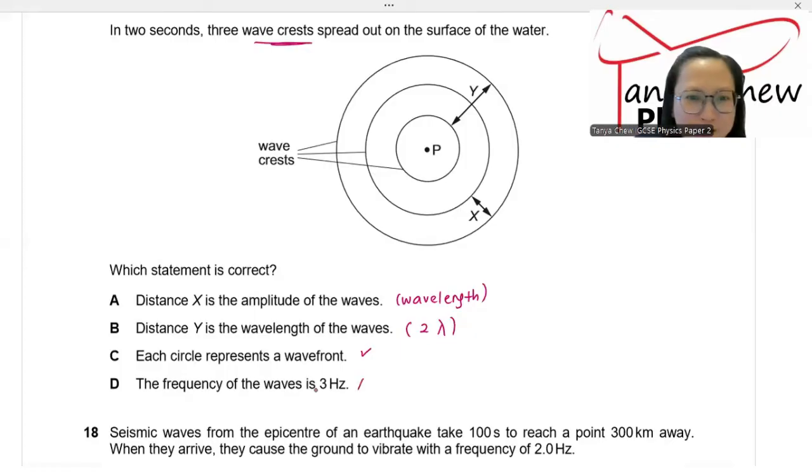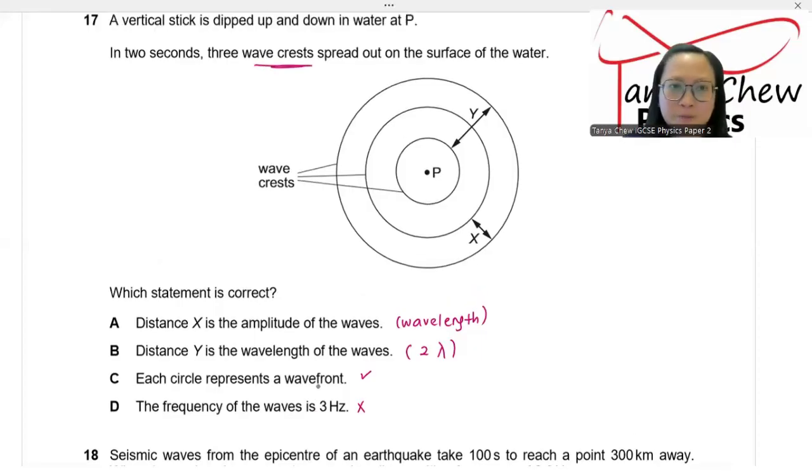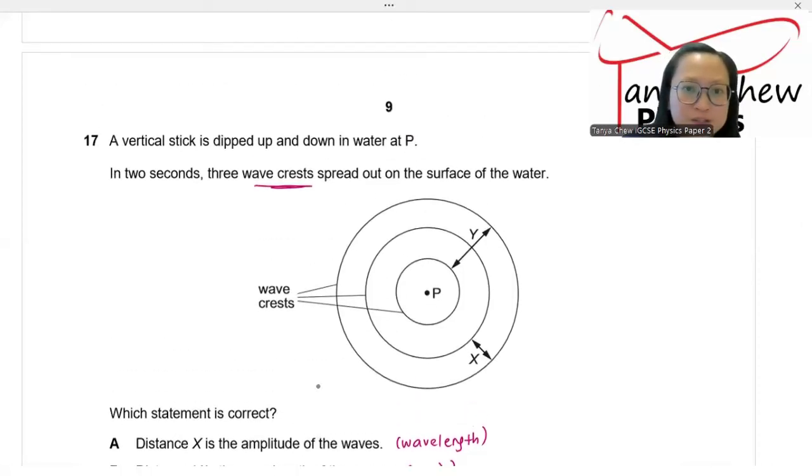How do I know? I don't know the frequency of the wave. That is why I said this statement is wrong, because they didn't give me the... oh yeah, they give me in 2 seconds. In 2 seconds, I form 3 wave crests. That means in 2 seconds, okay, 1, 2, 3, right? Y is 2 lambda, right? 1, 2, 3. Yeah, 3 wave crests. This is actually 3 lambda.